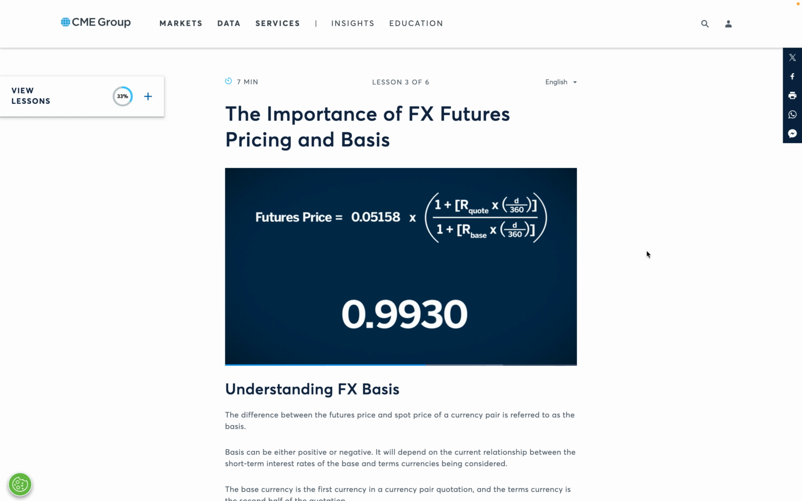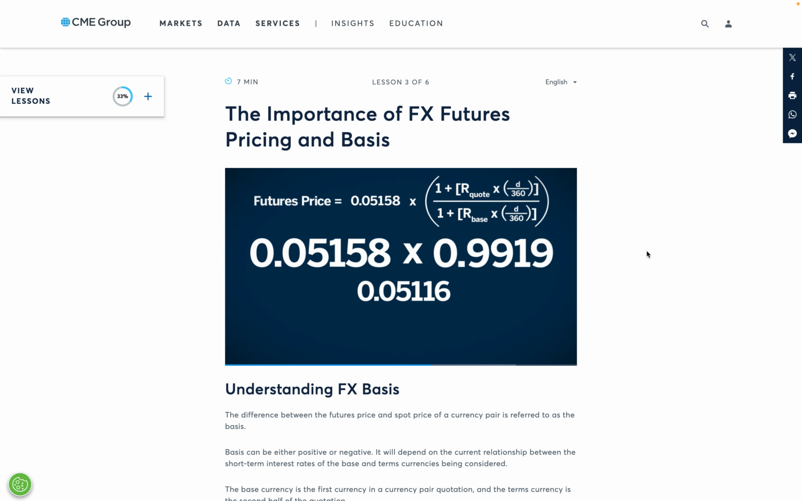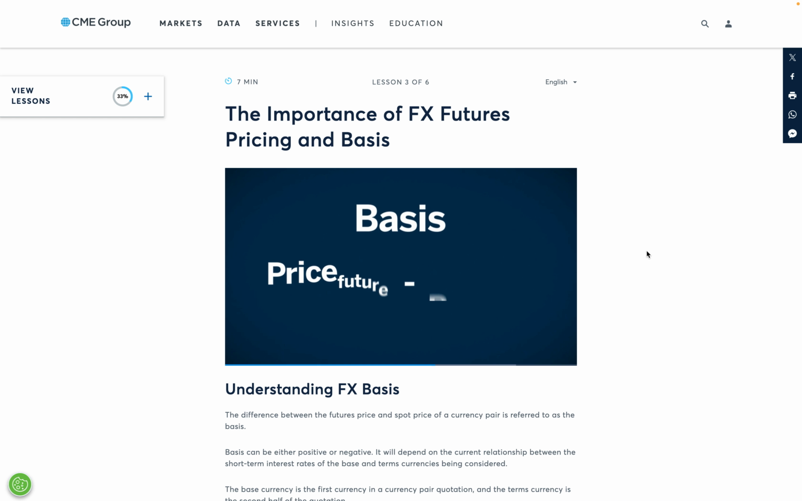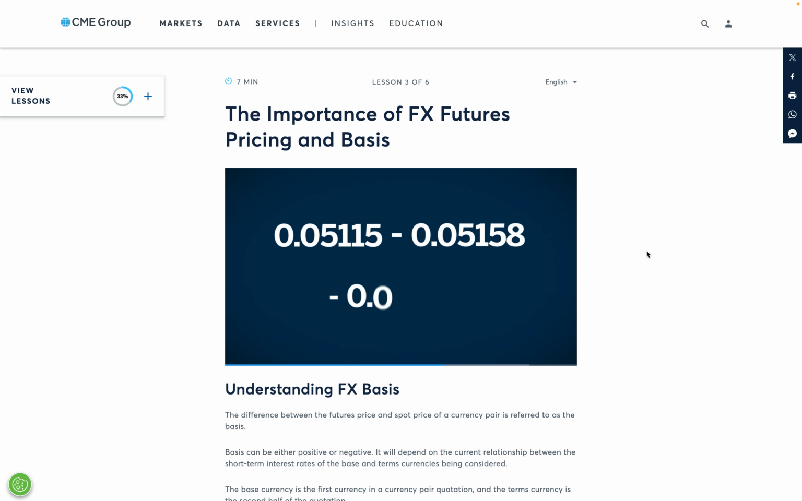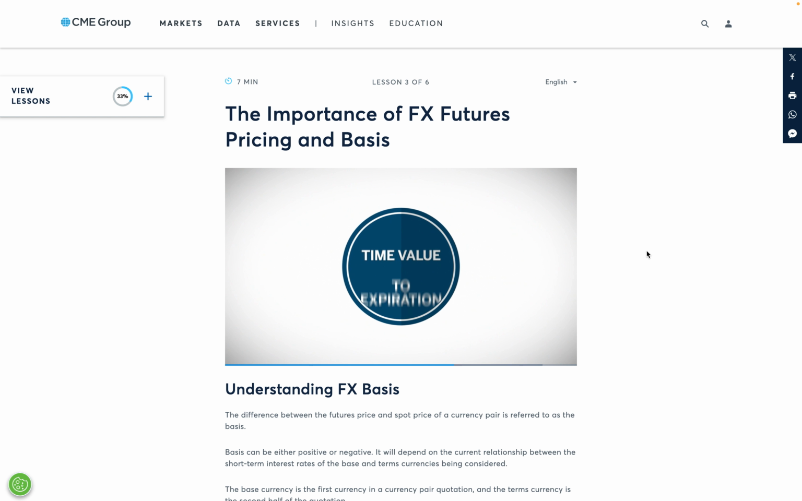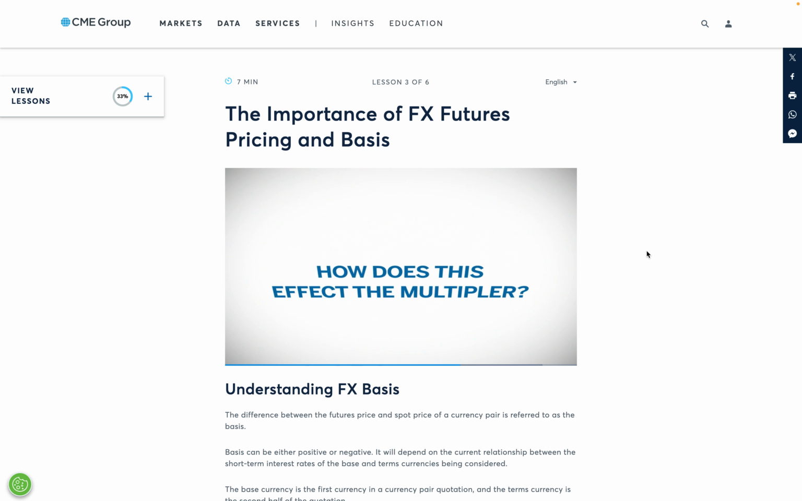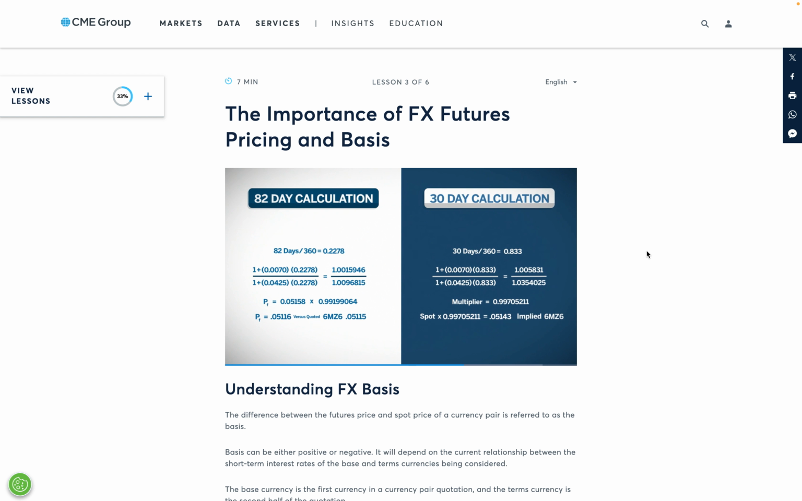Now multiply the spot rate times the multiplier. The result is 0.05116. The basis equals futures minus spot, or 0.05115 minus 0.05158, which is a negative 0.00043, or otherwise considered a negative 43 points. Let's take this further. We will change the time value to expiration from 82 days to 30 days. How does this affect the multiplier? Using the same calculations, the new multiplier is 0.99705, which is higher than our multiplier at 82 days.